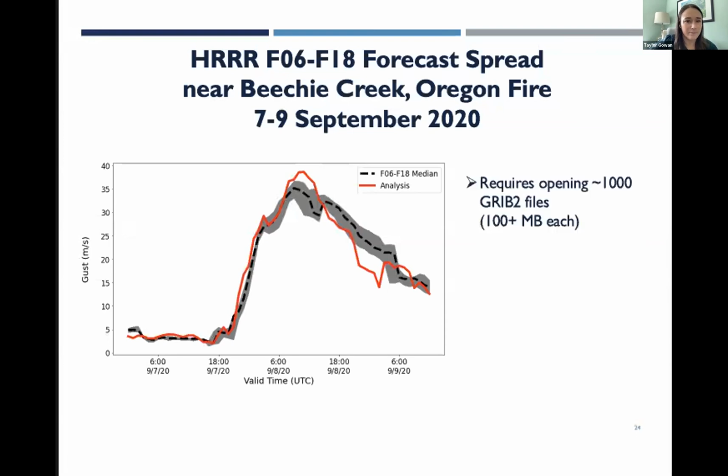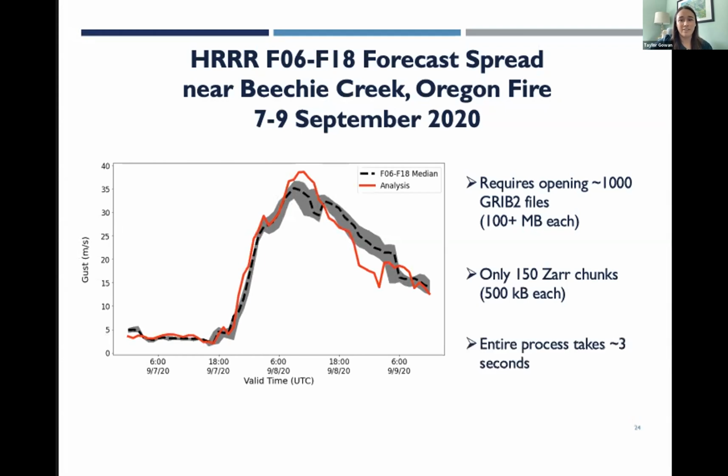While this plot looks relatively simple, it's a time series, you can probably all do them relatively quickly, it does require a lot of data to be accessed in order for it to be created. So if we wanted to use GRIB2 files exclusively, we would need to access over 1,000 forecast files, which are on the order of about 100 megabytes apiece. Conversely, if we wanted to use Zarr, it would only require about 150 chunks, which are about 500 kilobytes apiece. The biggest benefit of Zarr is that this entire process, including the plotting, can be done in approximately 3 seconds.